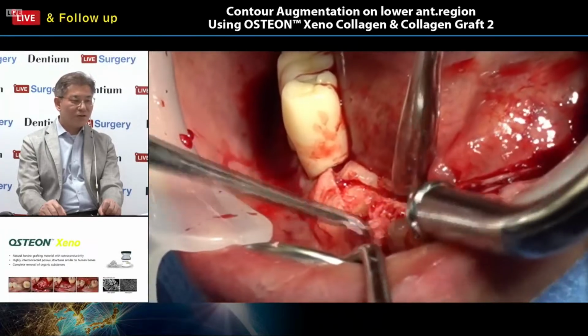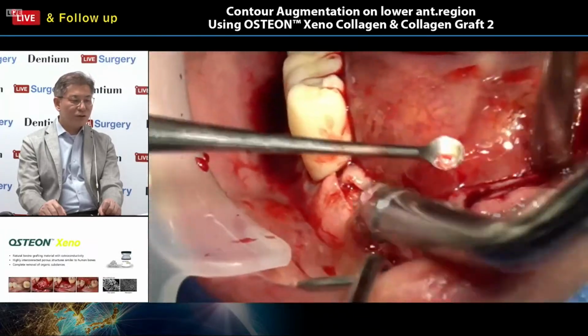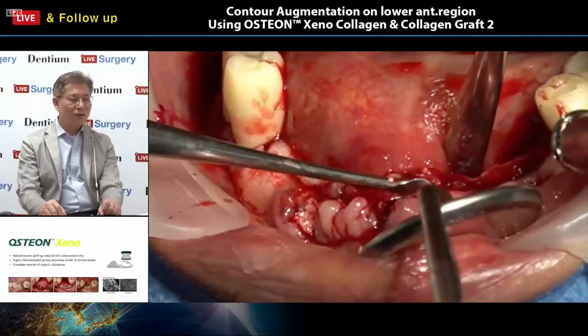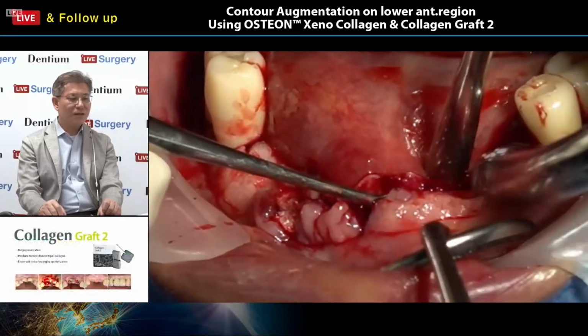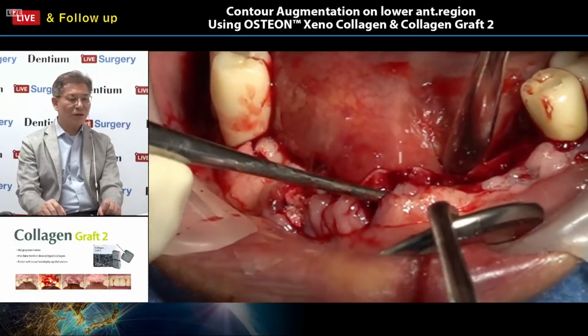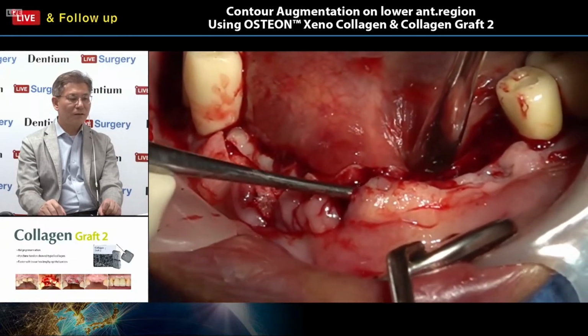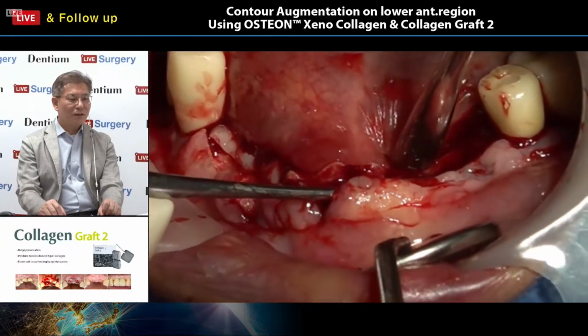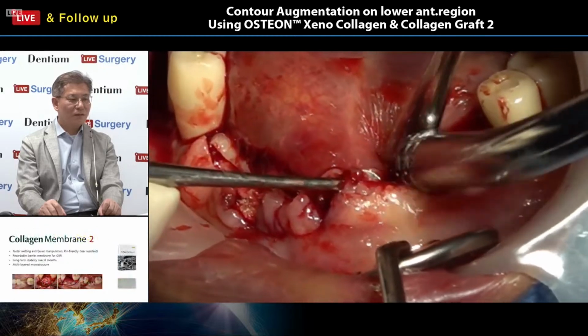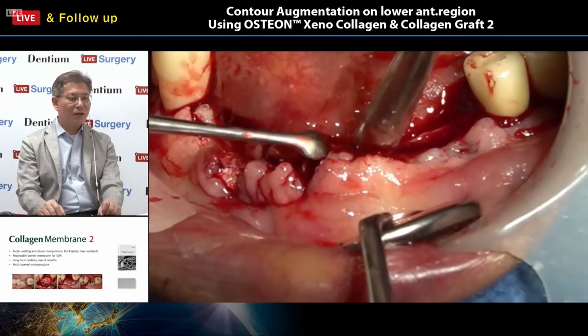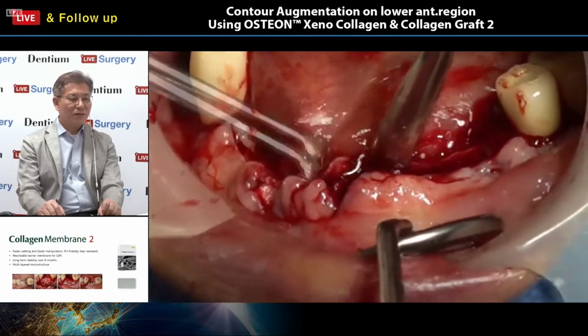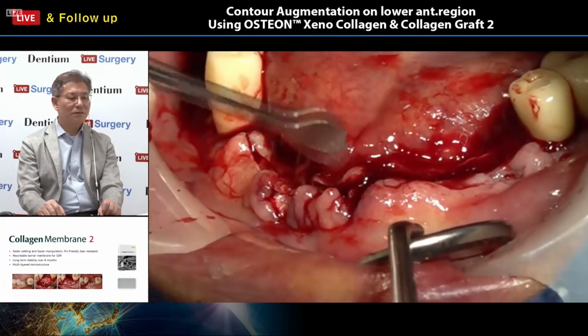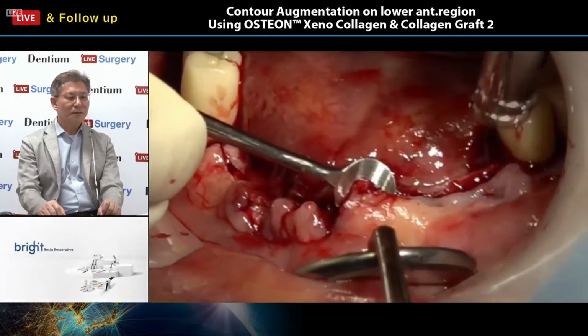Okay, some granulation tissues removed, detached from the socket wall. And a little bit more checking the reflection, the flap. Okay.